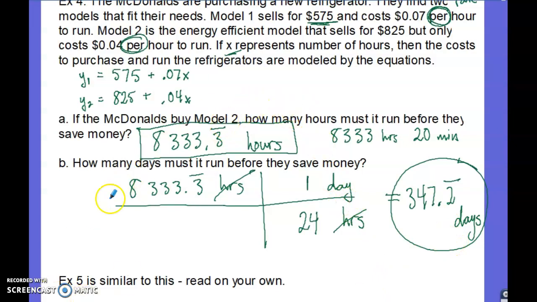Example 5 is very similar. I'm just going to have you read that on your own, work through it. And this might be a good place to break up my video because I have a couple more examples to go through.